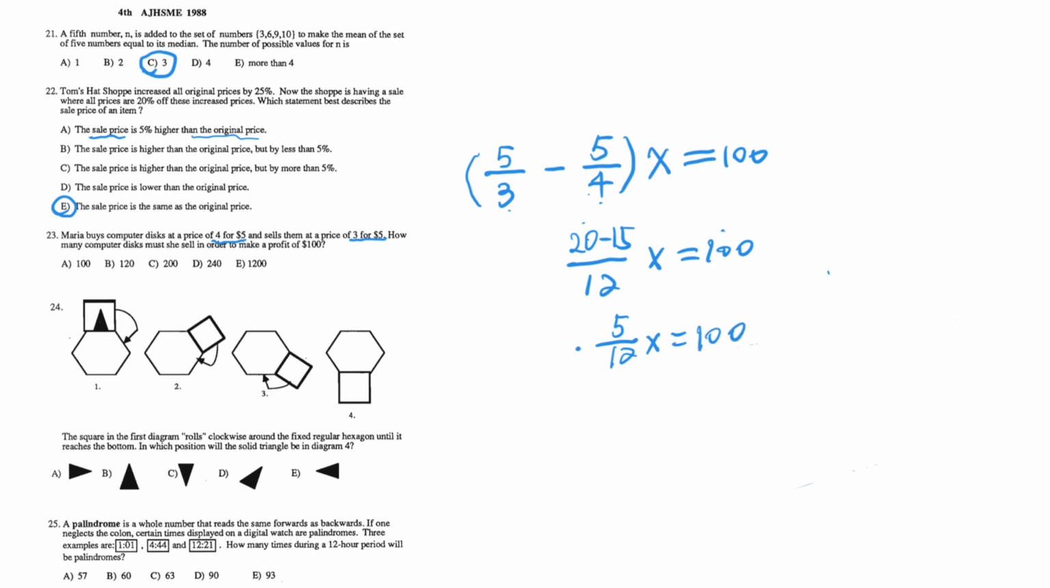Multiply both sides by 12/5. The left side isolates X. On the right side, 5 cancels 5, 100 divided by 5 is 20, and 20 times 12 is 240. So she must sell 240 disks to make a profit of $100. Therefore, the answer is D.